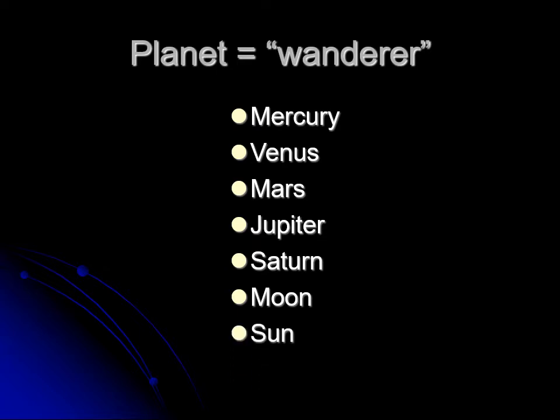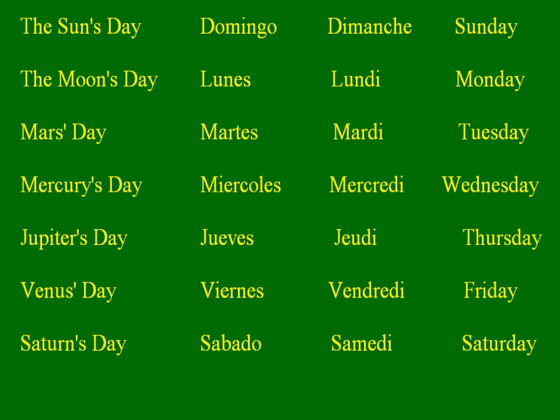Okay, so now how many planets does that make? Because the ancients actually saw the sun as a planet. Well, that's 7 planets. Now, what can you think of also that comes in a group of 7? That's the days of the week. We have the sun's day. We have the moon's day. We have Saturn's day.